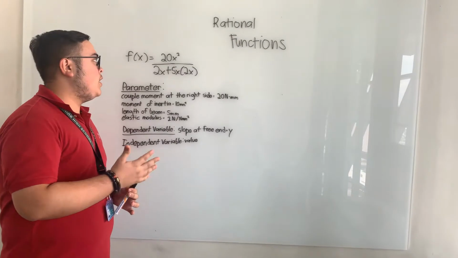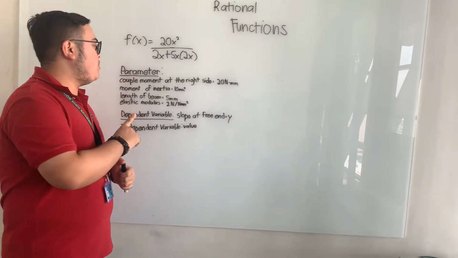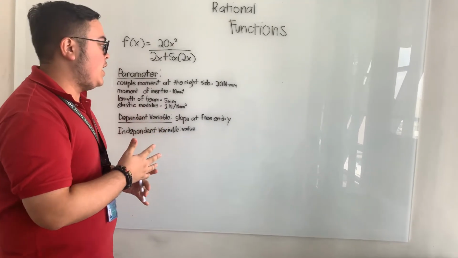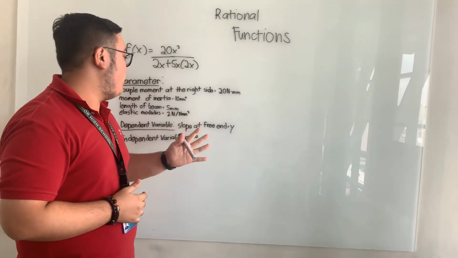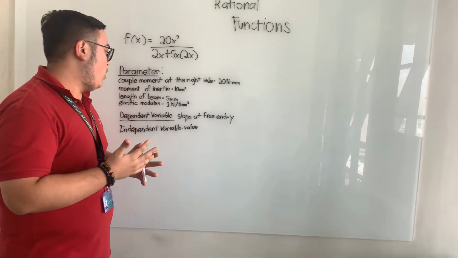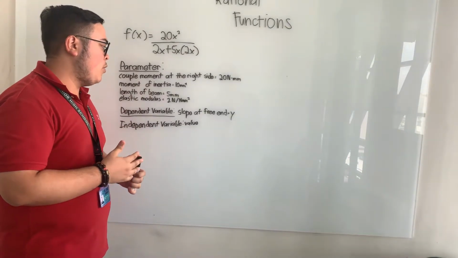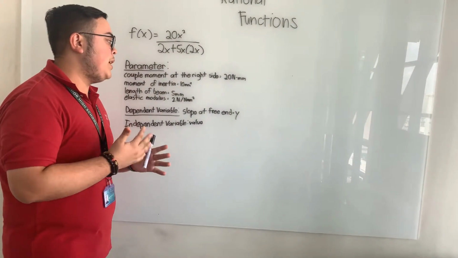The parameters of this function are these. The first parameter is the couple moment at the right side, which is equal to 10 Newton per millimeter. Moment of inertia is equal to 10 millimeter raised to 4. Length of beam, which is 5 millimeters, and elastic modulus, which is 10 newtons per millimeter squared.